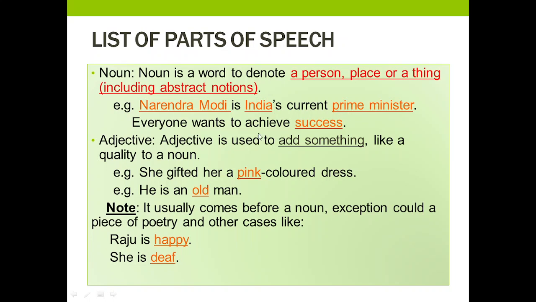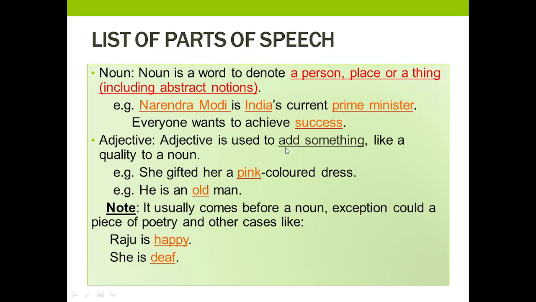Any place, Australia, America, any city's name, any object, even abstract notion which we can't touch, which we can perceive, sadness, happiness, these are all noun. So noun is very easy to understand because it covers everything, most of the things. Yes. Next comes adjective.